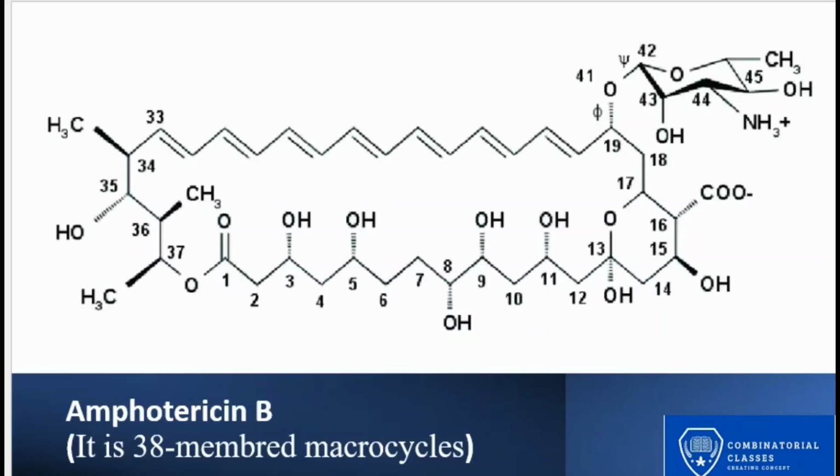Which we have discussed about amphotericin B today. You can see here the structure of amphotericin B. It is a 38-membered macrocyclic compound. It means it contains 38 members. Suppose that you start the numbering from this position.